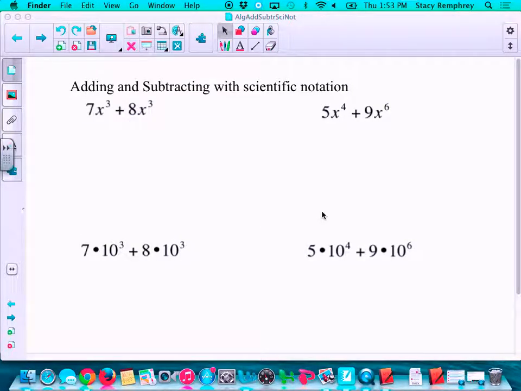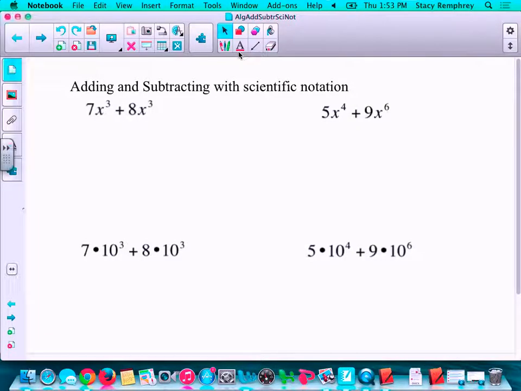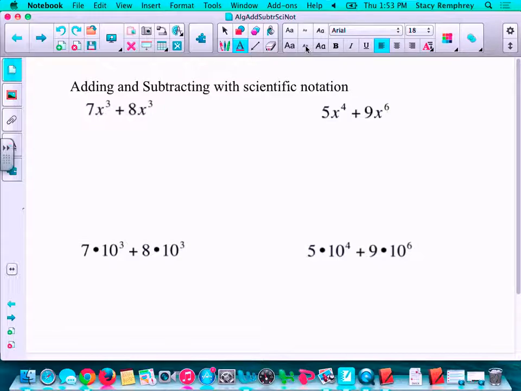It's going over adding and subtracting with scientific notation. When looking at scientific notation, remember adding and subtracting doesn't affect exponents. Exponents are repeated multiplication or repeated division. So adding and subtracting doesn't affect those.